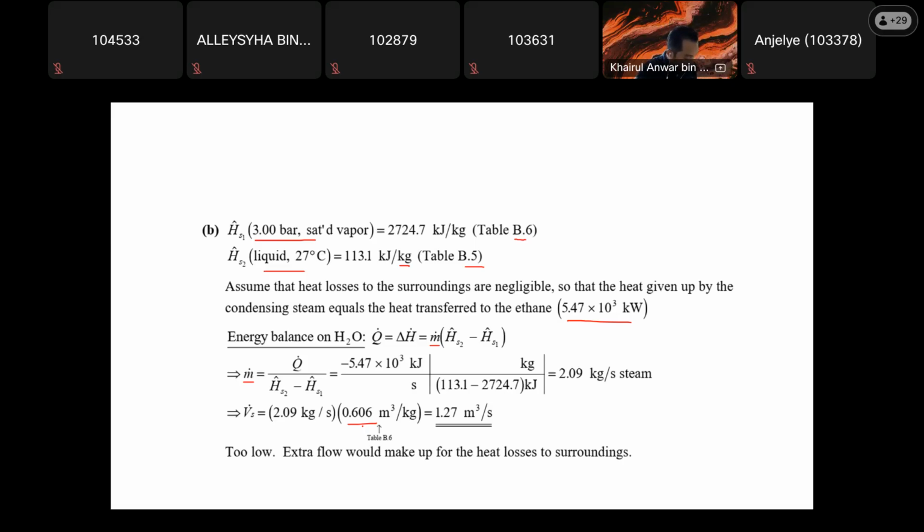So in Table B6, for the volumetric flow rate, you have it in two conditions, the water or steam. It's page 646. Then you get 1.27 meter cube per second.